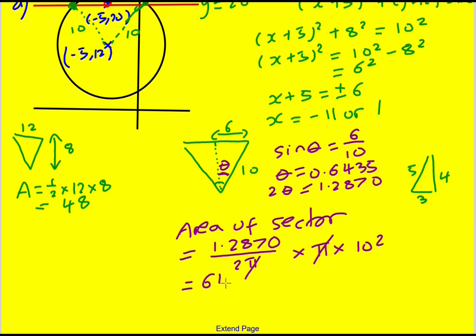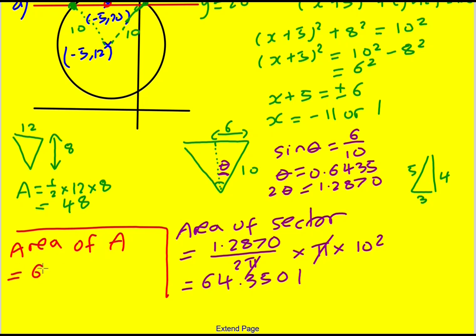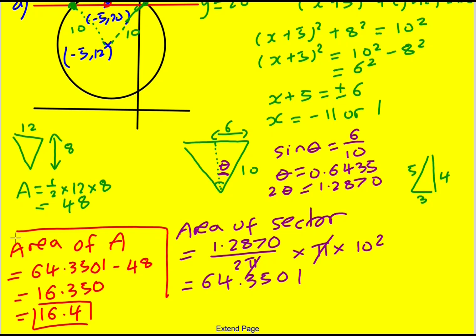And this gives 64.3501. So therefore, the area of A is going to be the sector, that's meant to be an A, the sector minus the triangle, which gives 16.350 or 16.4. Well done.